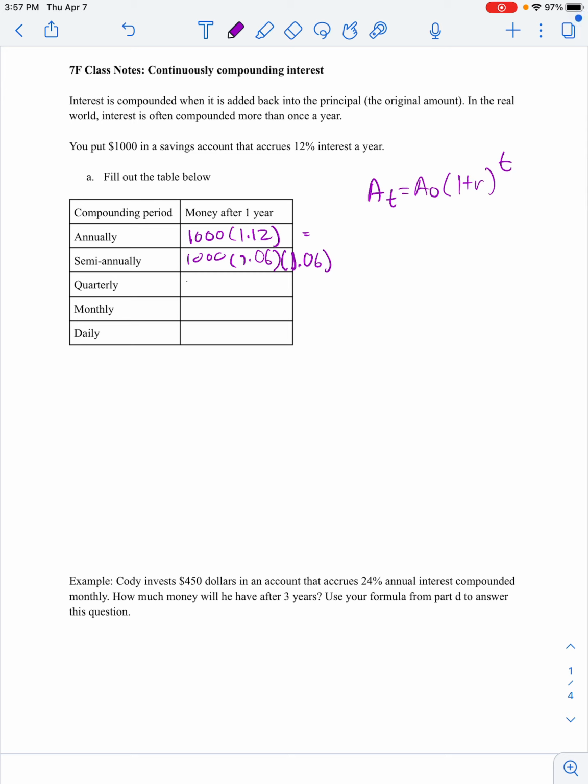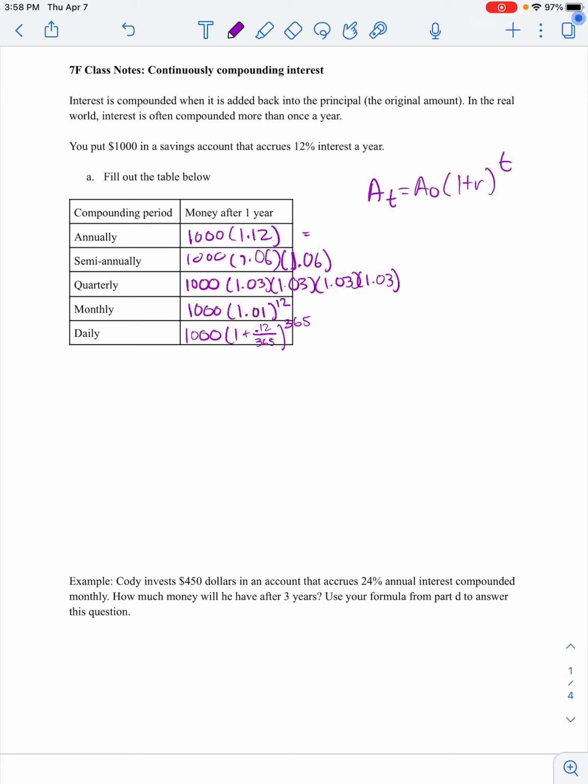If you're doing it quarterly, then you have $1,000. Now you're going to break it into 4 different pieces, so you now only have 3% each time. But you're going to do this 4 times because it compounds 4 times over the course of the year. Monthly, that means it compounds 12 times over the course of the year, so you're going to have 1.01 to the 12. Daily, we have to break that 12% into 365 different pieces and then multiply that 365 times.